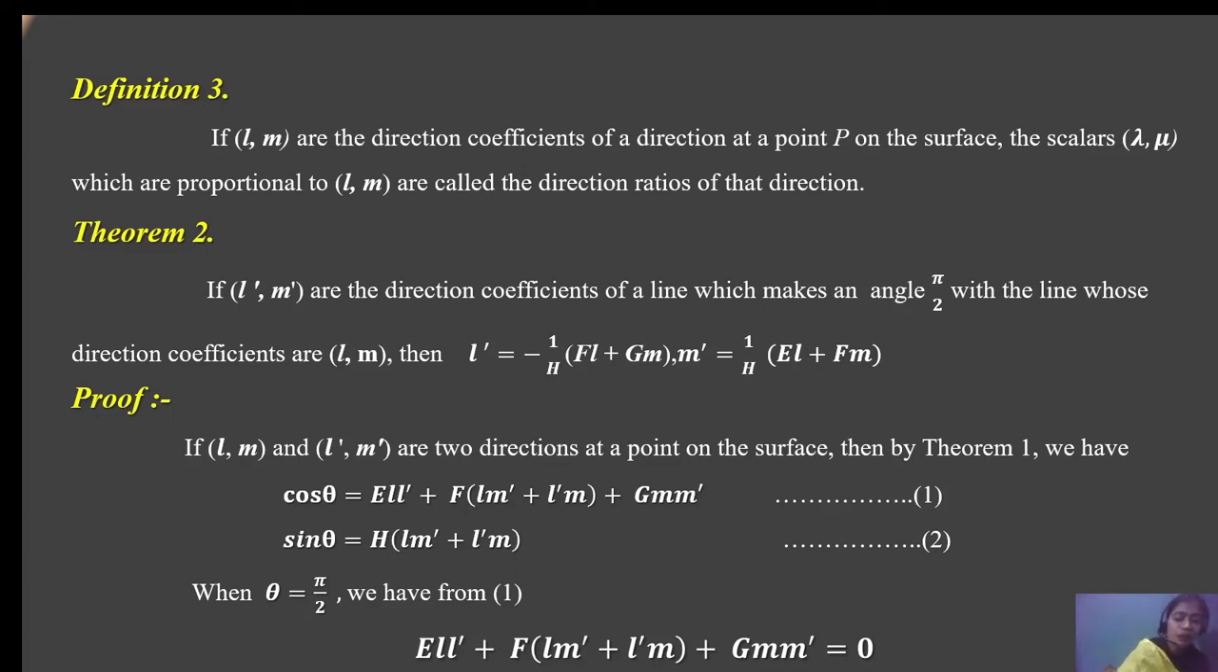Okay, what is the proof of this? If l, m and l dash, m dash are the two directions at a point on the surface, then by the theorem we have cos theta equals E l l dash plus F (l m dash plus l dash m) plus G m m dash. This is equation first, and sin theta equals H (l m dash minus l dash m). Okay, this is equation second. When theta equals pi by 2, we have E l l dash plus F (l m dash plus l dash m) plus G m m dash equals 0.